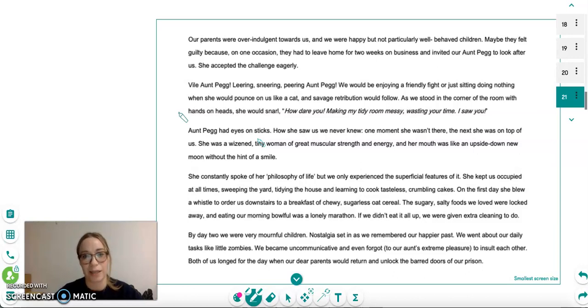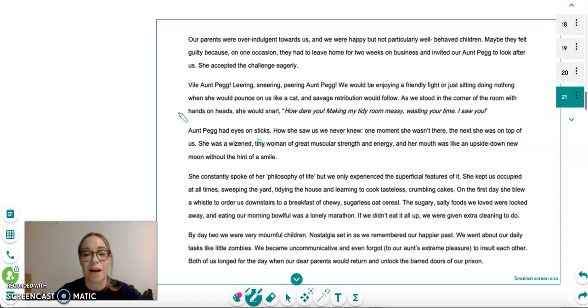Vile Aunt Peg! Leering, sneering, peering Aunt Peg! We would be enjoying a friendly fight or just sitting doing nothing when she would pounce on us like a cat and savage retribution would follow. As we stood in the corner of the room with hands on heads, she would snarl, "How dare you, making my tidy room messy, wasting your time, I saw you."